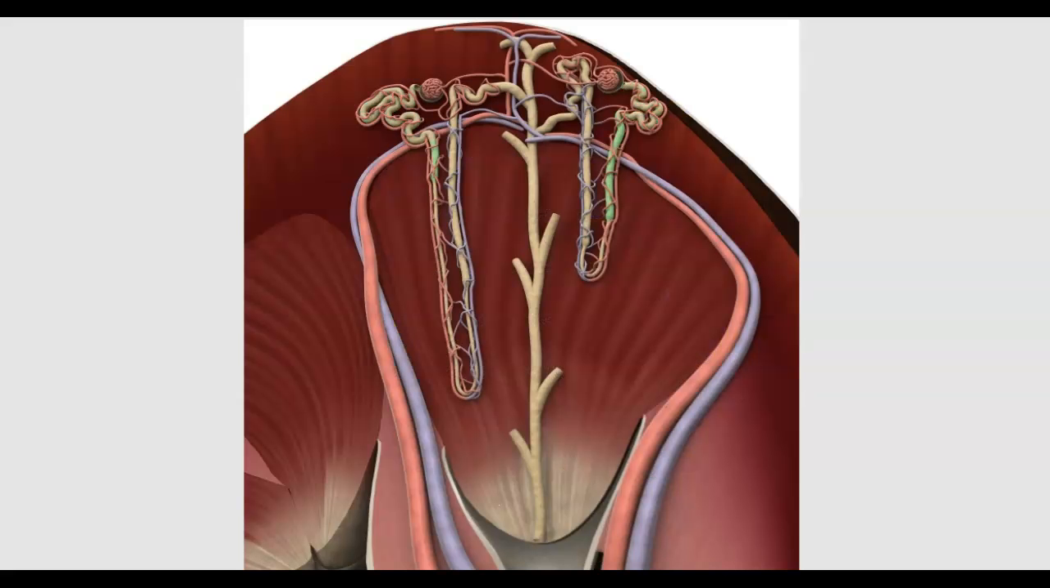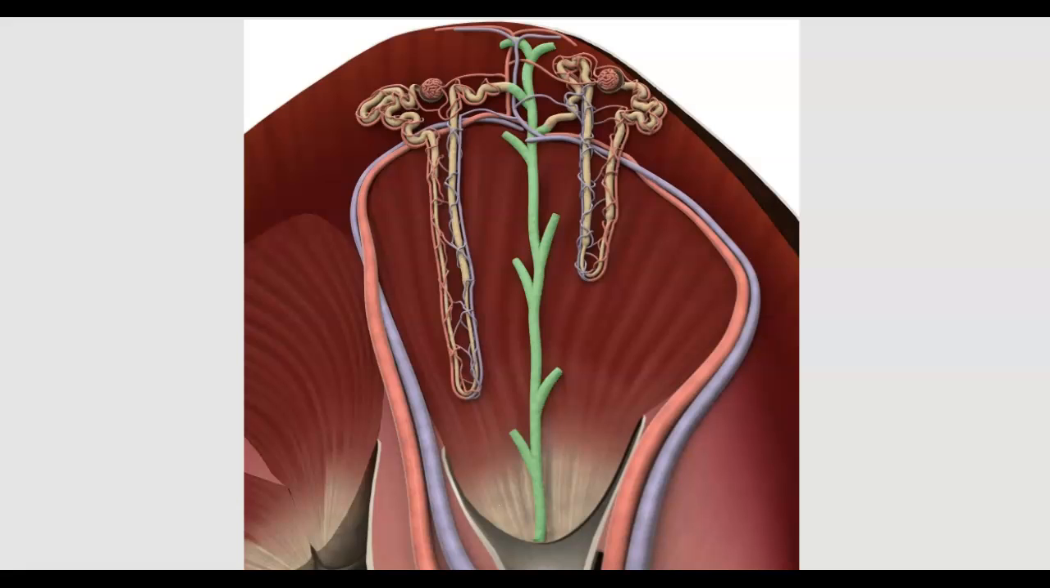Once filtrate leaves the proximal convoluted tubule, it enters into the U-shaped loop of Henle. The distalmost part of the renal tubule is the distal convoluted tubule. The distal convoluted tubule empties the forming urine into the collecting duct. A collecting duct is a duct that gathers forming urine from many nephrons.